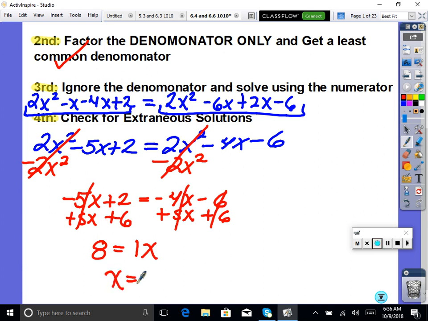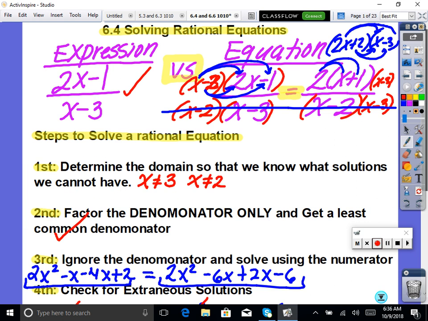So x equals 8. There's our solution. Was that a restricted value? No, it was x cannot be 2 or 3. So that's correct. It's not going to be extraneous. And you can check to see if you did it right by plugging it back into the original, which I'm not going to take the time to do right now.